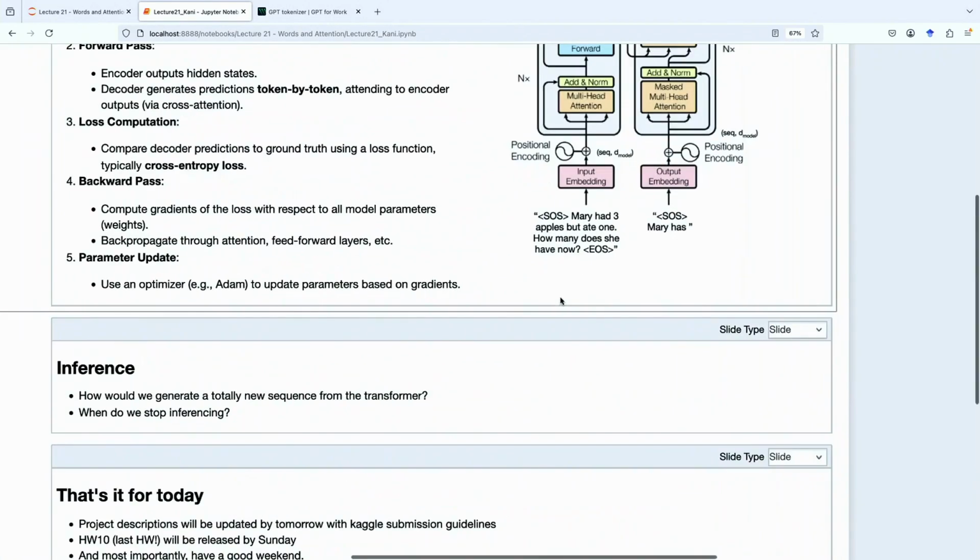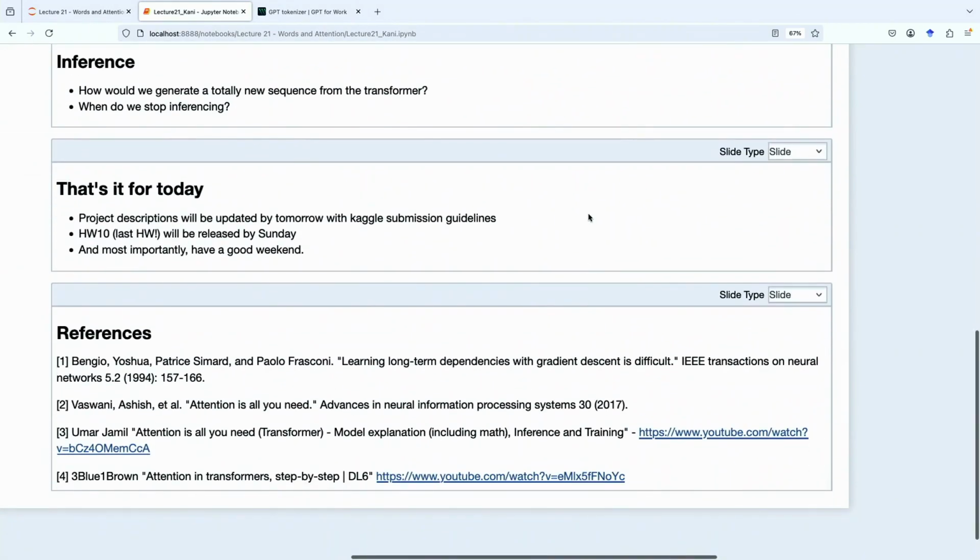It's old. Okay. So we're going to talk about inference and training more tomorrow, but that's it for today.